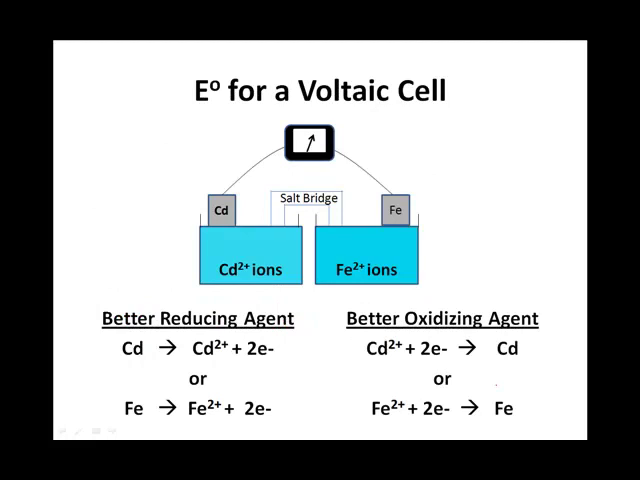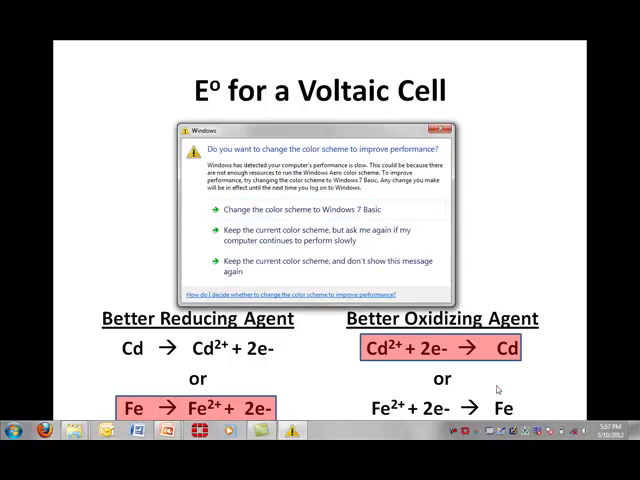Okay, so take a look here. What you're going to be doing here is comparing, and again you want to take a look at which one is the best reducing agent and which one's the best oxidizing agent. The further up on the list is the better reducing agent. The further down is the better oxidizing agent. So in this case, since Fe is higher on the list, it's the better reducing agent, and cadmium is a better oxidizing agent because it's lower down.